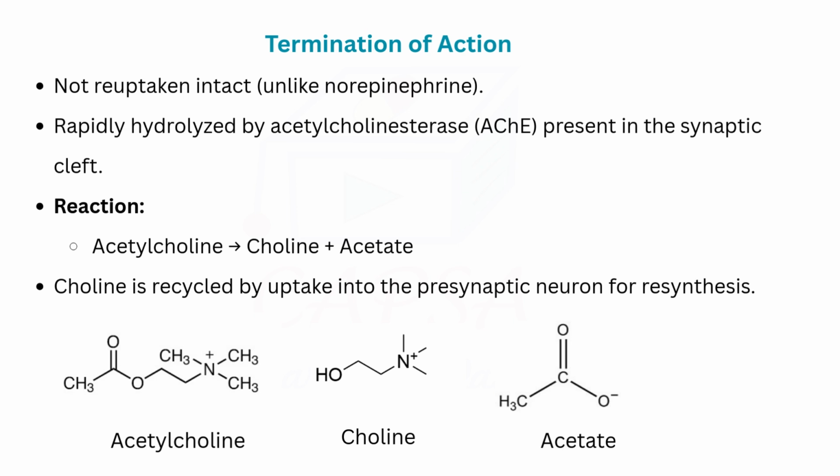Here, acetate simply diffuses away, but the choline part is very important. Choline is taken back into the presynaptic neuron through a specialized high-affinity transporter, where it is again used for the resynthesis of fresh acetylcholine. This recycling process ensures a continuous supply of acetylcholine for the next nerve signals, while at the same time keeping the neurotransmitter's action short and tightly controlled.